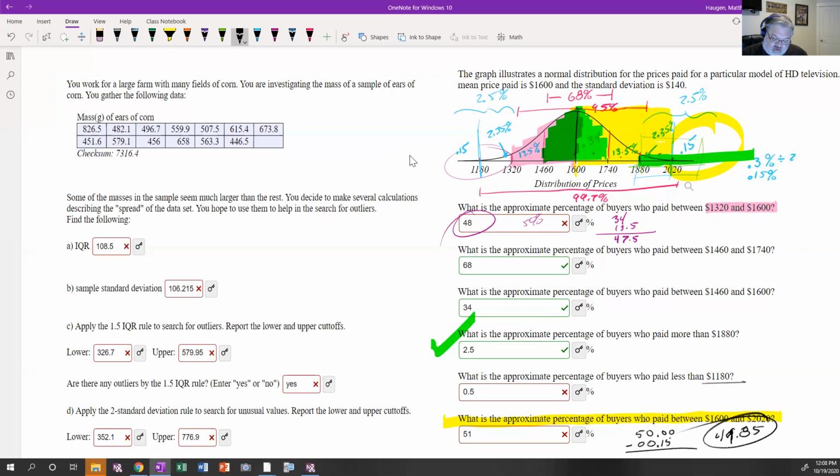Let's see, less than 1180. Less than 1180 is that piece. So that's the 0.15.